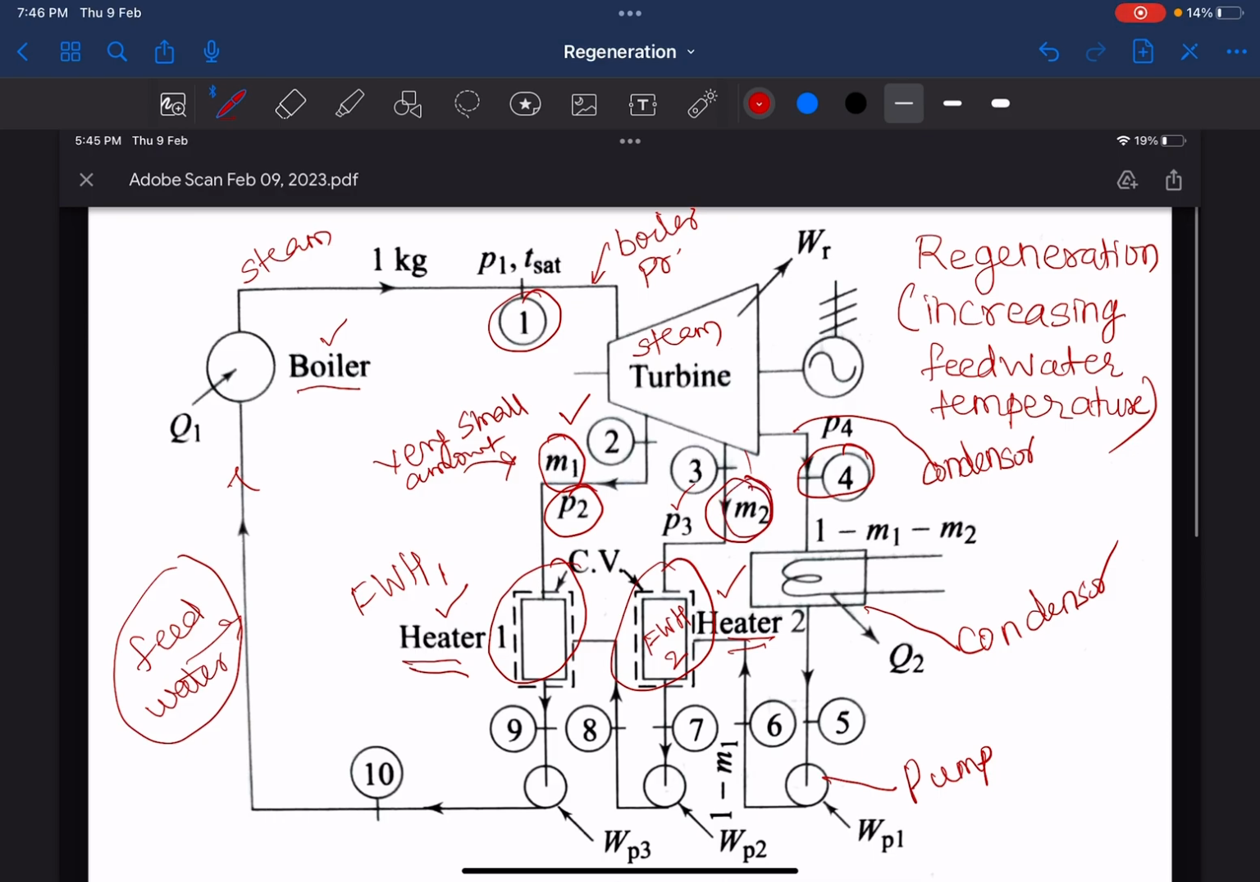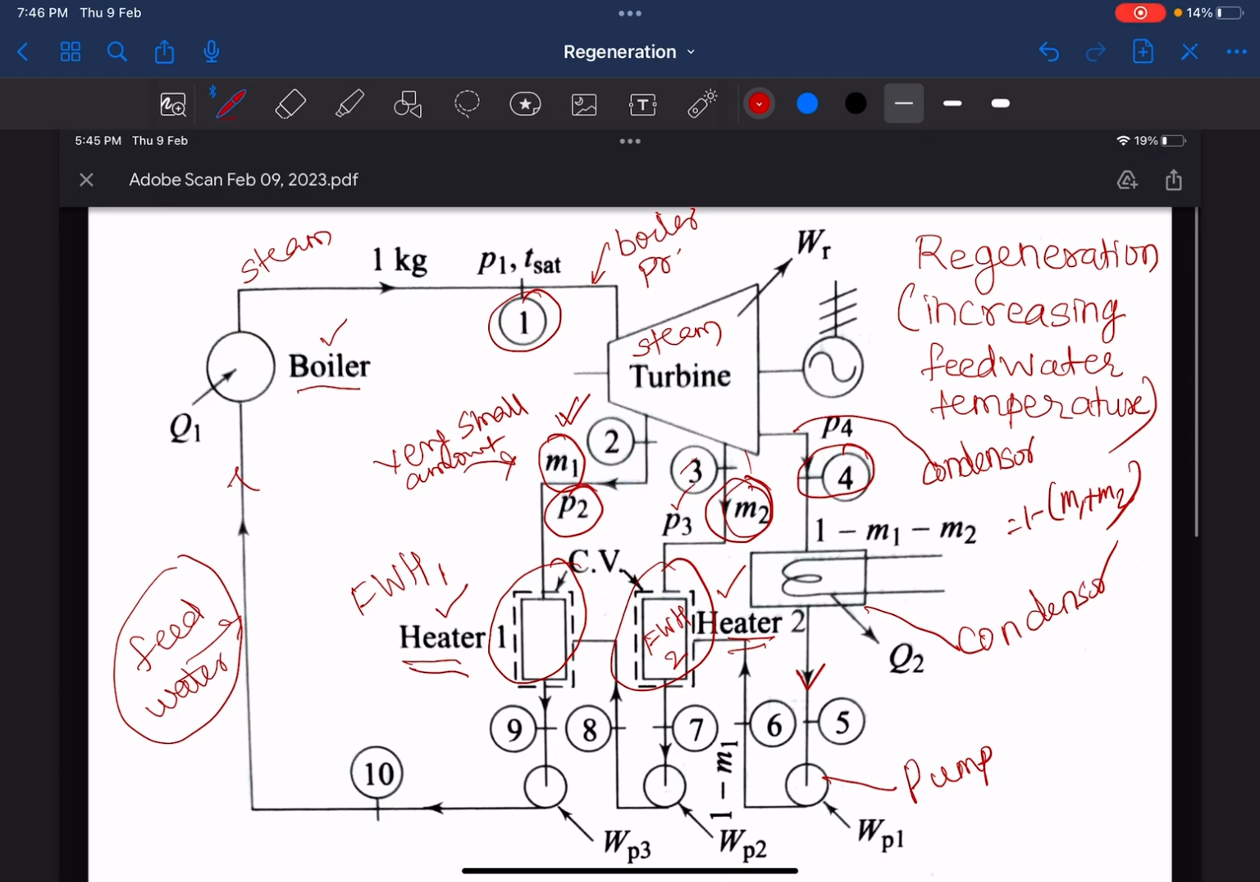So if this was 1 kg entering the steam turbine, what is extracted out is M1 and M2, and what enters the condenser finally is 1 minus M1 minus M2. Okay, so this steam which is expanded in the steam turbine goes to the condenser. This mass, that is 1 minus M1 minus M2, goes to the pump and it is pumped to the feed water heater. This feed water heater could be a closed feed water heater, or it could be an open feed water heater. That we'll discuss later.